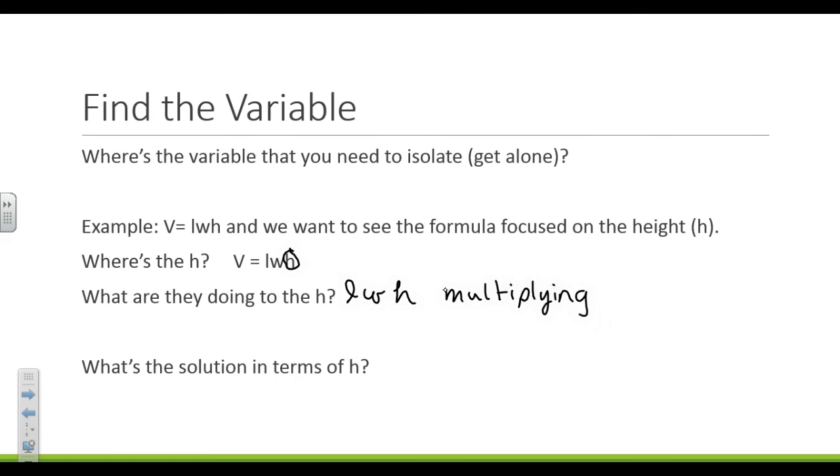So how do we undo multiply? Well, you undo by dividing. So in order to get H alone, we need to get rid of the L and the W. So we would end up dividing all of this by L and W, and that becomes a 1, that becomes a 1, and H is by itself. But don't forget, whatever you do to one side, you have to do to the other. So we would also divide the V by L and W. So what is the solution in terms of H? That's just a fancy way of saying what's H when it's alone. H equals the volume, or the height equals the volume divided by the length times the width.